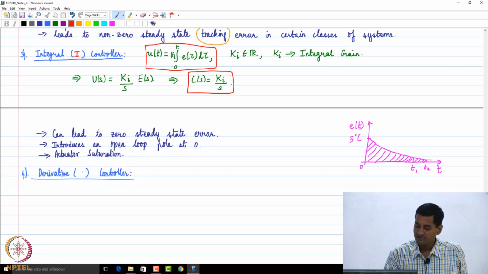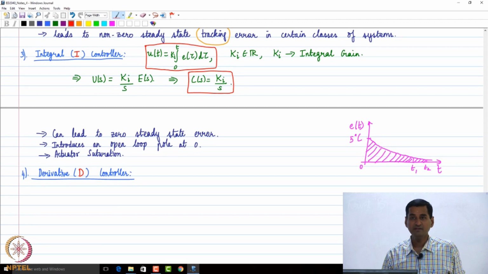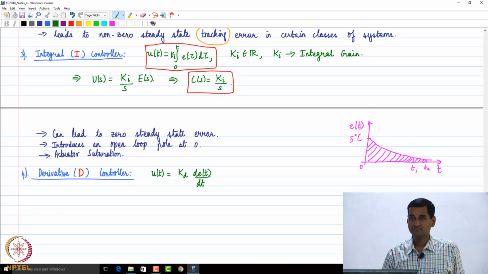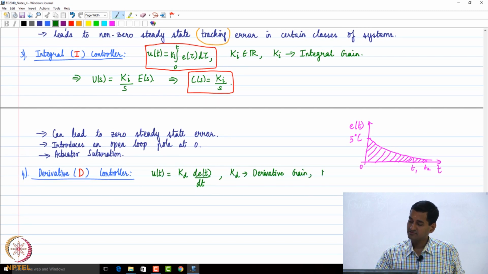Okay, derivative controller, abbreviated as D. So what do you think derivative control does? It differentiates, as the name indicates. It differentiates the error at each and every instant of time and then multiplies it by a constant, Kd, which we call the derivative gain. Kd is once again a real number, and then it calculates the control input. So that's what it does.